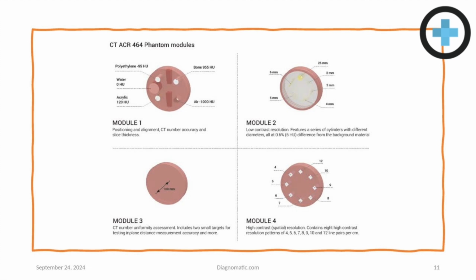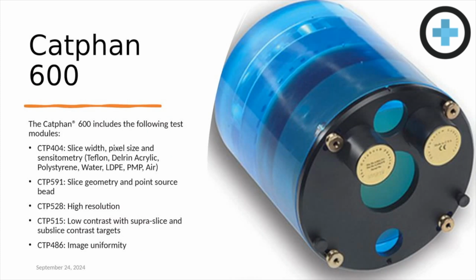Then finally, module 4 is used to assess high contrast spatial resolution. It contains 8 bar resolution patterns, 4, 5, 6, 7, 8, 9, 10, and 12 line pairs per centimeter, each fitting into a 15 by 15 millimeter square region. There's also an aluminum bar pattern that provides high contrast relative to the background material, and there are also 4 1 millimeter steel beads, similar to module 1. There's a little bit of a technical breakdown of it.